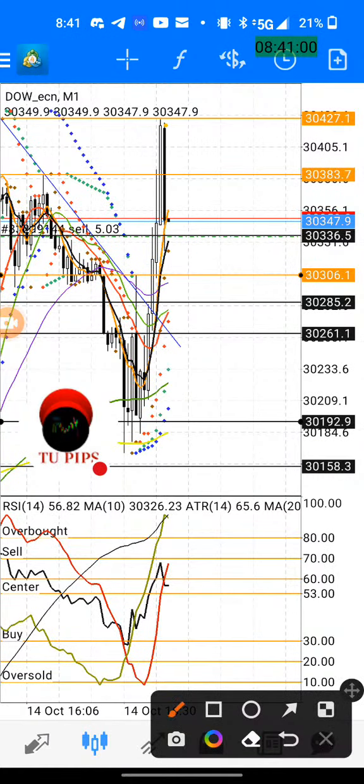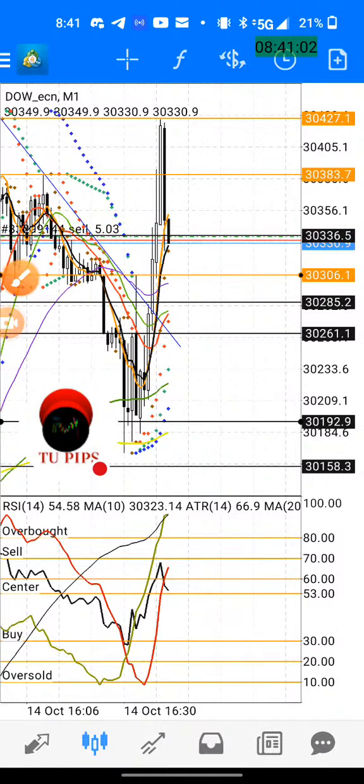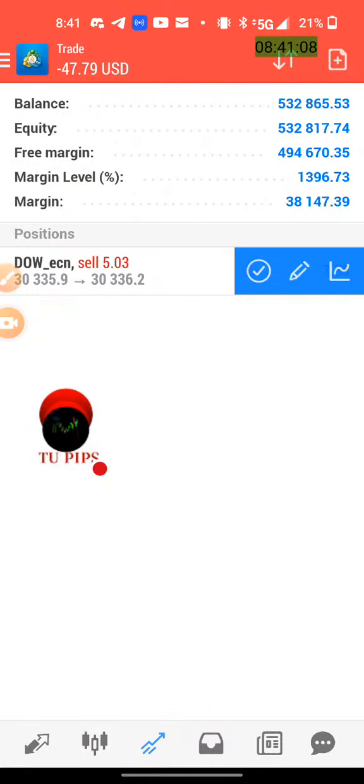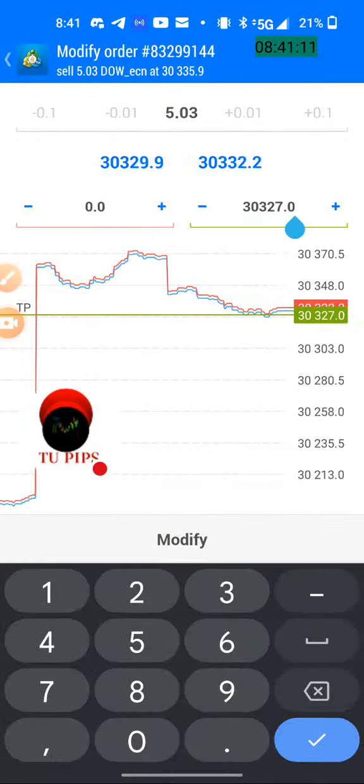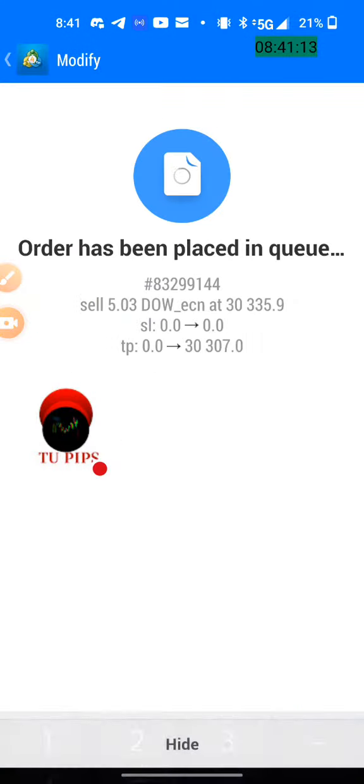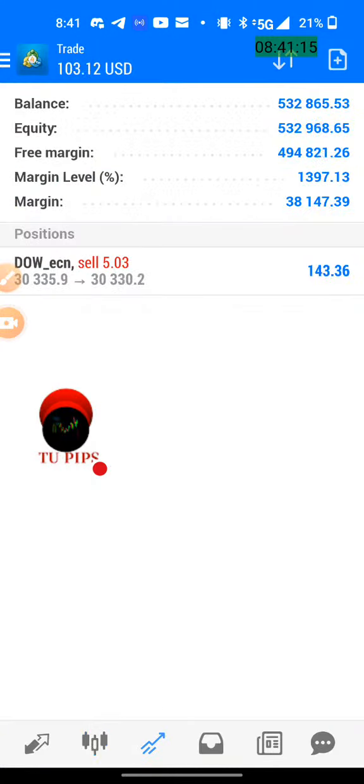No, I don't have parabolic SARs to the top. I don't. But I'm so used to this strategy. I know what's up. 303, 303.07. And I'm just going to do a couple of trades. I'm going to let you guys go.